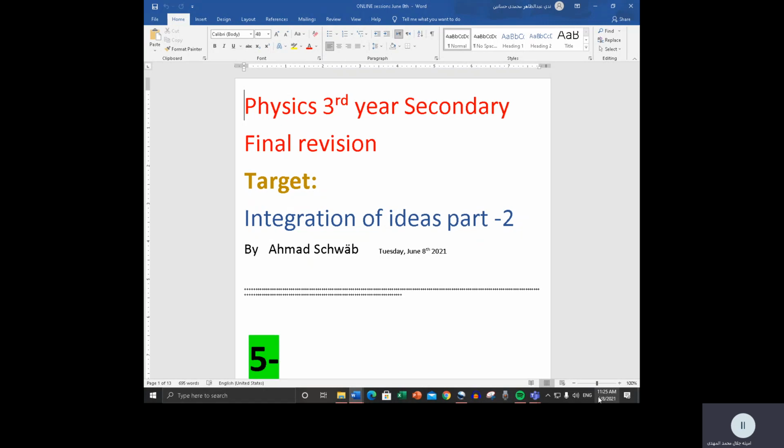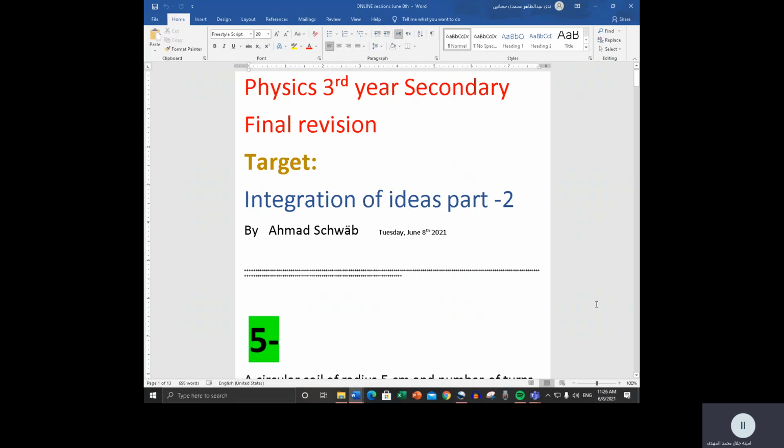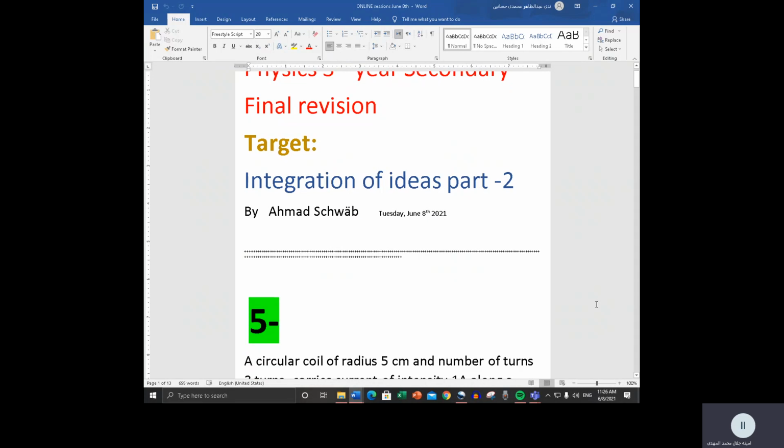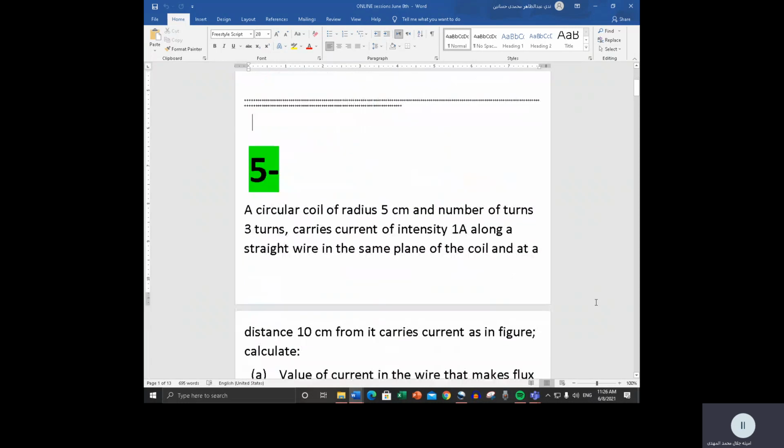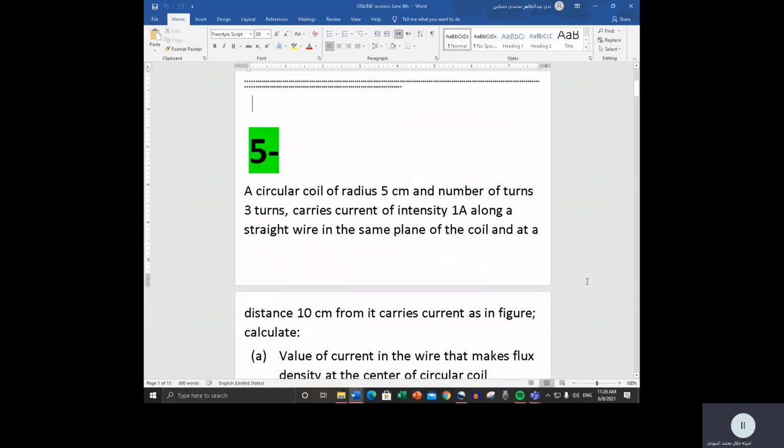Today we continue the general revision part 2 about integration of ideas. This is our last revision and the final one. We intend to comprehend the ideas and integrate them together to be able to, inshallah, perform in the best way in the coming exam. Let's continue with an example. Here, number 5. We finished 4 exercises last time. Today we continue number 5.